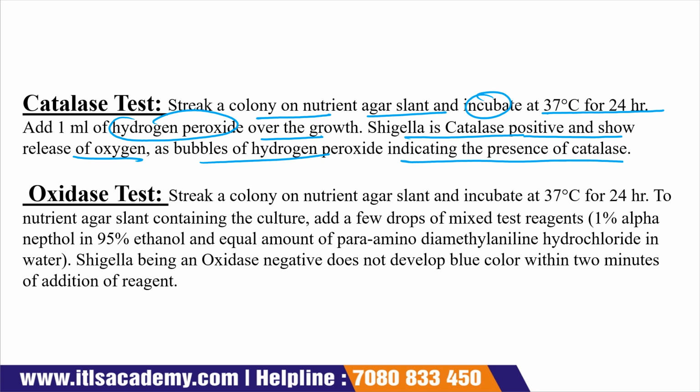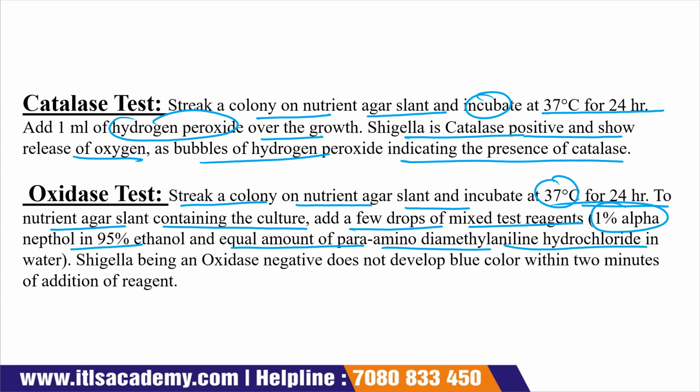Now the next test is your oxidase test. In that case, we streak a colony on a nutrient agar slab and we incubate it at 37 degrees Celsius for 24 hours. To a nutrient agar slab containing the culture, add a few drops of the mixed test reagent: 1% alpha naphthol in 95% ethanol, and an equal amount of para-aminodimethylaniline hydrochloride in water. Then Shigella, being oxidase negative, does not develop blue color within 2 minutes of addition of the reagent.